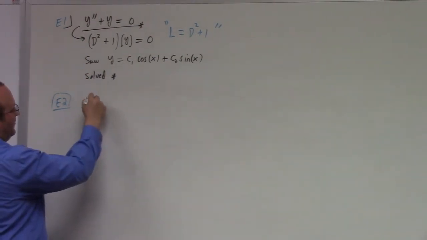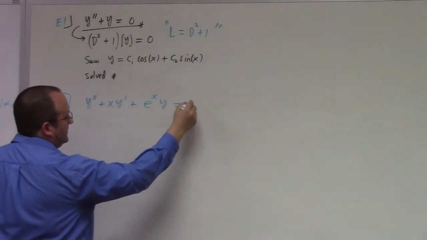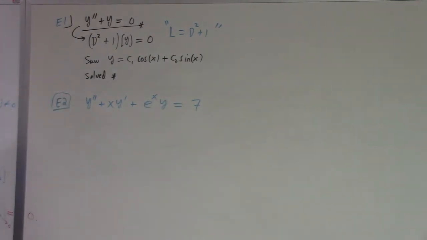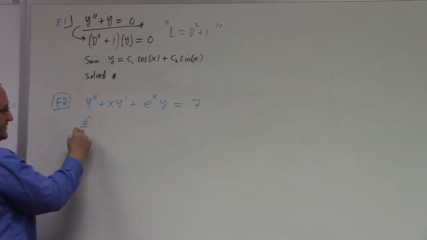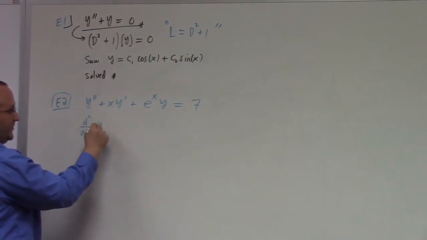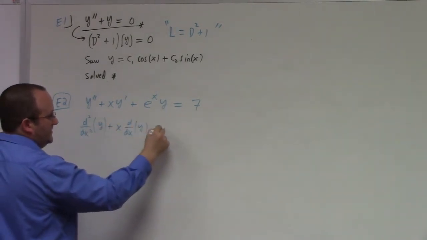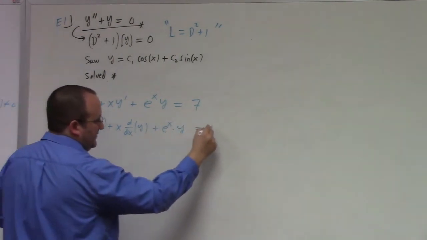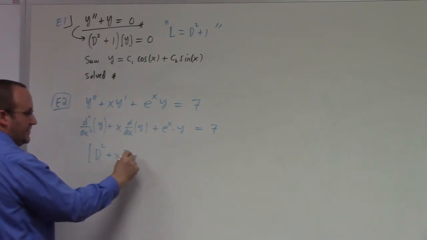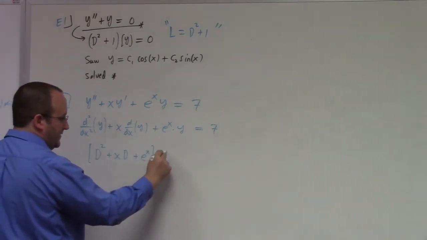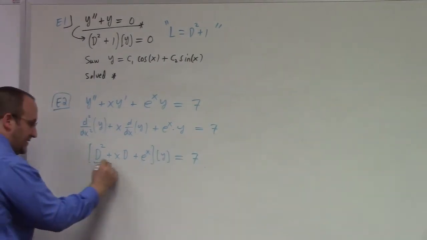Let's see here. y prime prime plus x y prime plus e to the x times y equals 7. So here, this is really d squared dx squared acting on y plus x times d dx acting on y plus e to the x times y equal to 7. So you can rewrite this as d squared plus x times d plus e to the x, acting on y, equal to 7. And that would be your L, yeah.